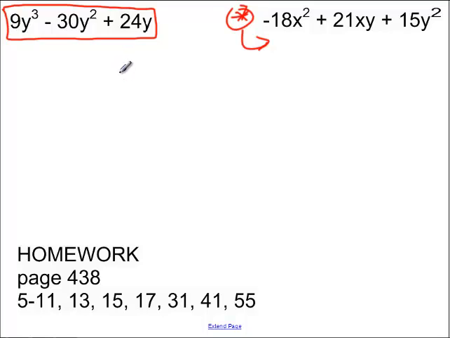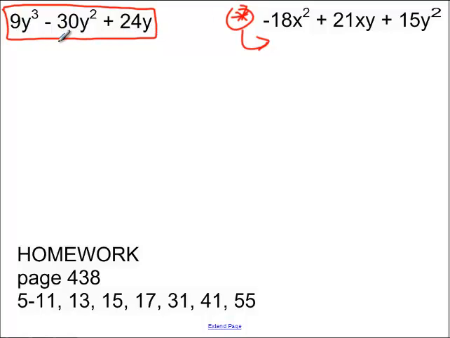Alright, now that we come back from the pause, let's go through what we've got. We've got 9y cubed minus 30y squared plus 24y. Well, it looks like a trinomial. And let's see, number one, I guess we're going to make our life easy. Is it in descending order? Y to the third, y squared, y to the first. Looks good, so it's in descending order.